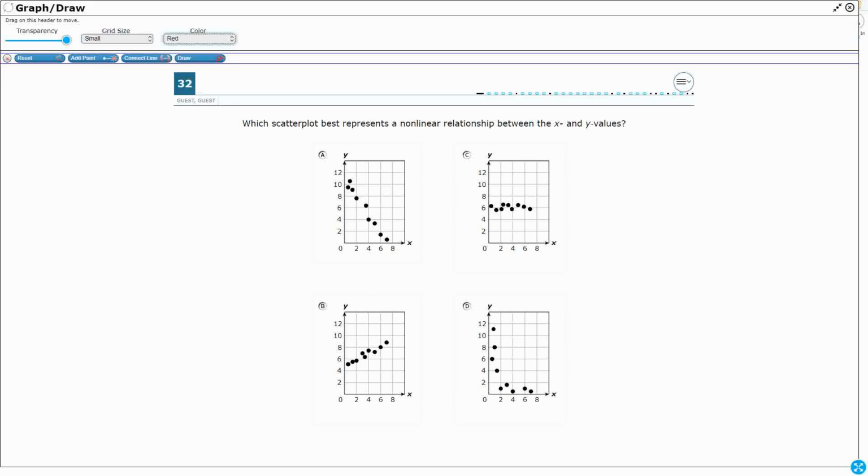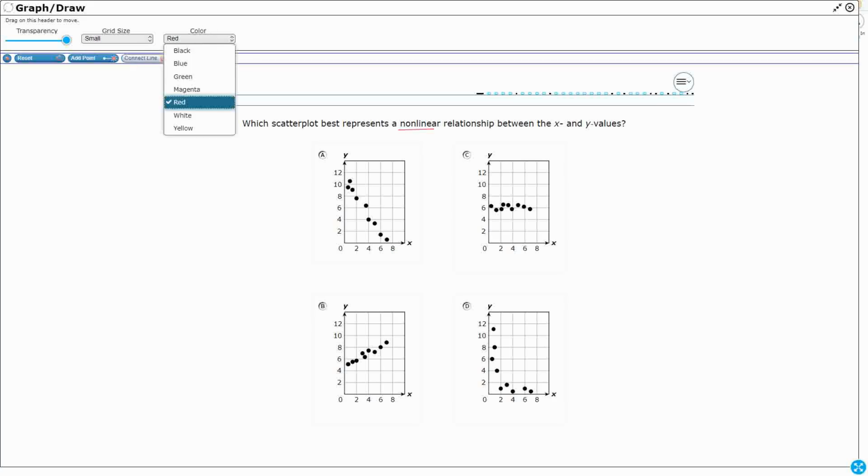All right, so we've got 4 scatter plots. We need to find the one scatter plot that best represents a non-linear relationship. So we're looking for a non-linear relationship between x and y values. All right, so let's do this.